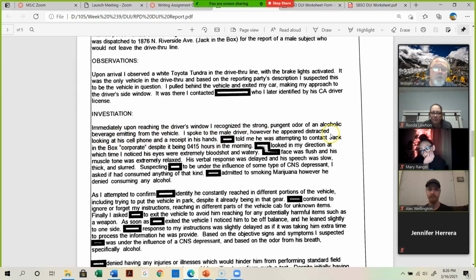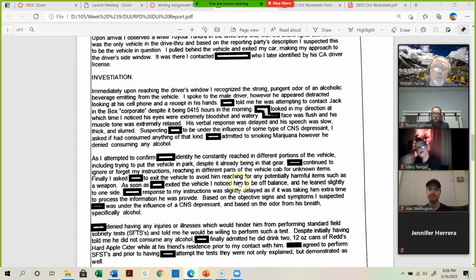Then he talks to the driver, and this is where he starts to look at the driver. He was looking at his cell phone. This guy here, he was trying to call Jack in the Box corporate office at 4:15 in the morning. So you can tell that something's not quite right. As funny as that kind of sounds, right? His face was flushed. His verbal response was delayed. His speech was slow, thick, slurred. All signs of some type of intoxication, right?